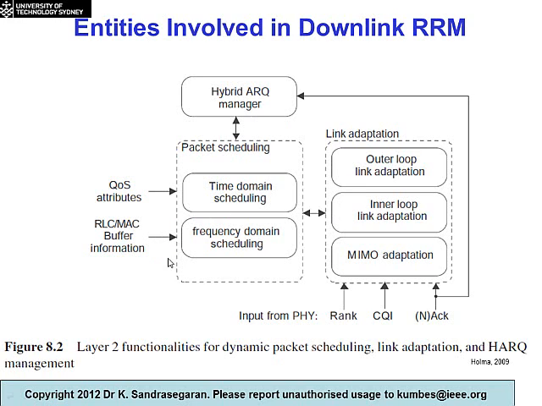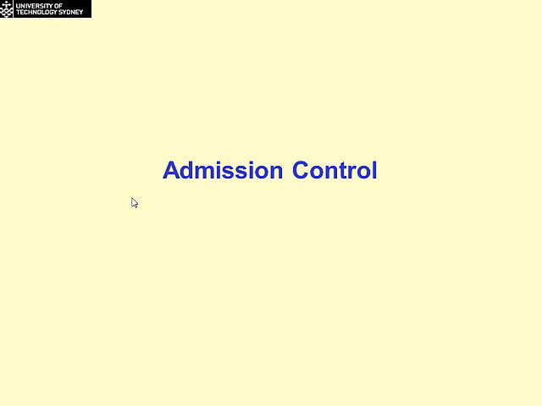Apart from that, you also have buffers. You have buffers in the transmitter and the receiver, and buffer information is also used for packet scheduling purposes. We also have to know what quality of service is associated with each user. Users with high quality of service, such as real-time bearers, will get a high priority for packet scheduling compared to non-real-time bearers.